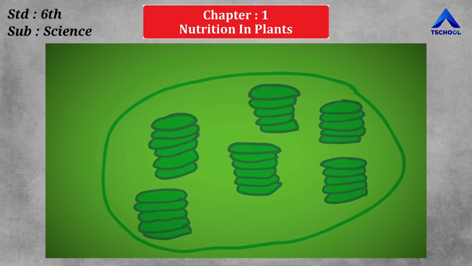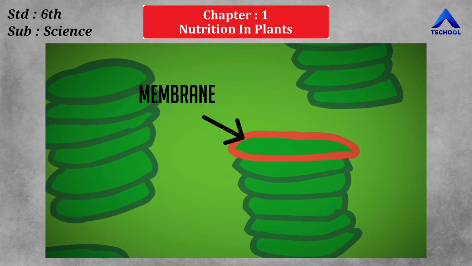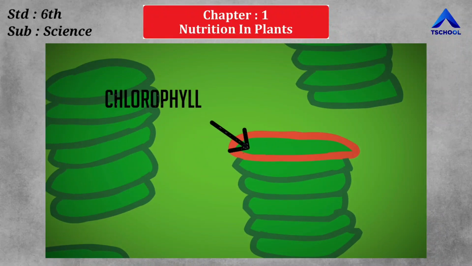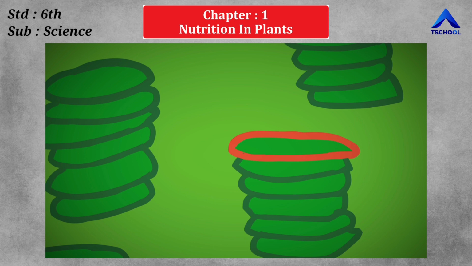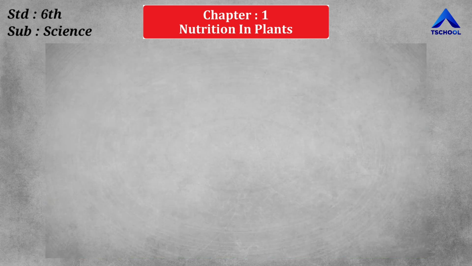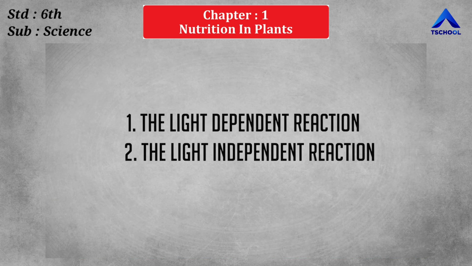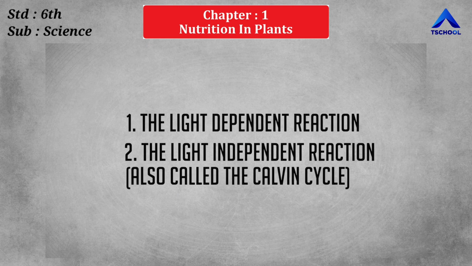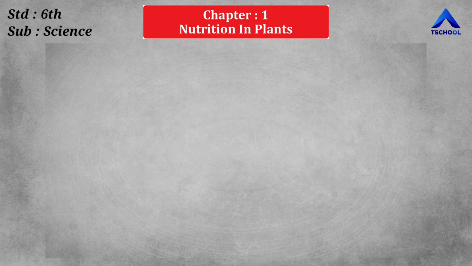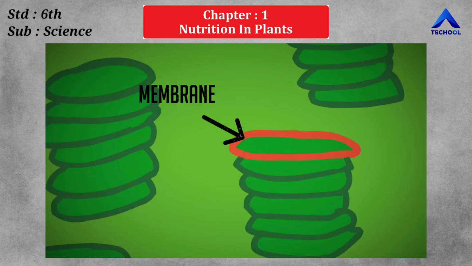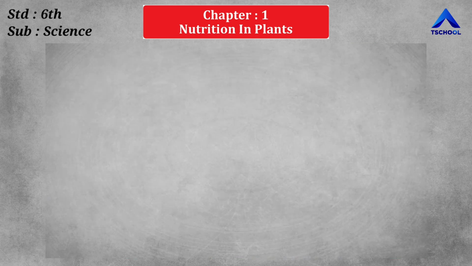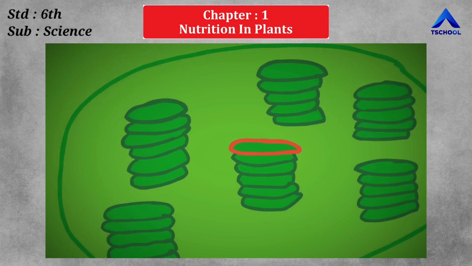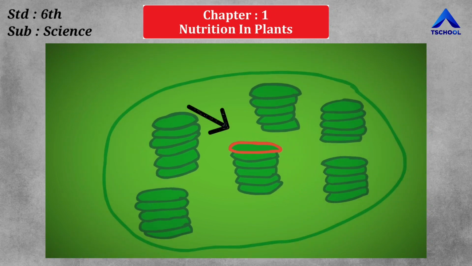Inside the chloroplasts are stacks of little sacs with green stuff inside. Each of the sacs is called a thylakoid. Outside of the sac is called a membrane, and the inside is filled with chlorophyll. Photosynthesis happens in two stages: the light-dependent reaction and the light-independent reaction, also called the Calvin cycle. The light-dependent reaction happens in the thylakoid membrane. The light-independent reaction, the Calvin cycle, takes place in the empty space within the chloroplast, the stroma.